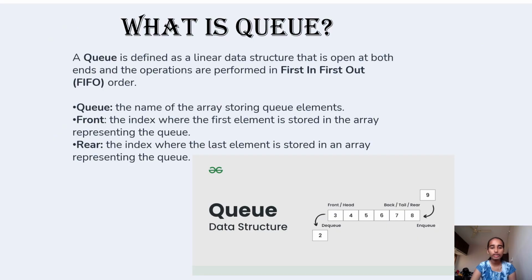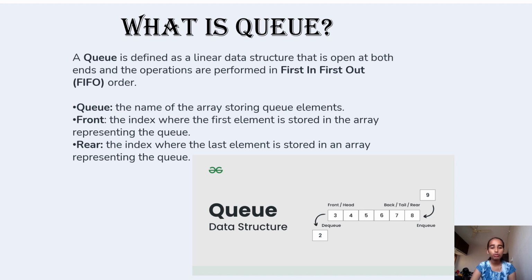Let us study what is queue. A queue is defined as a linear data structure that is open at both ends and the operations are performed in first in, first out, FIFO order. Here in queue, the front end is where an element is removed, and at the rear end, an element is added. The first element is stored at the front end and the last element is stored at the rear end.